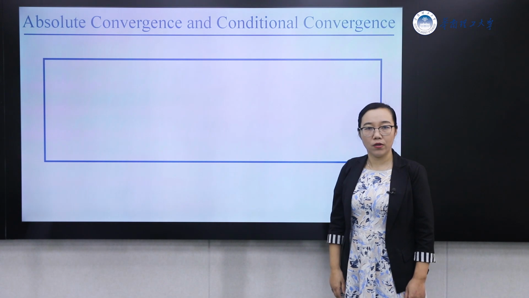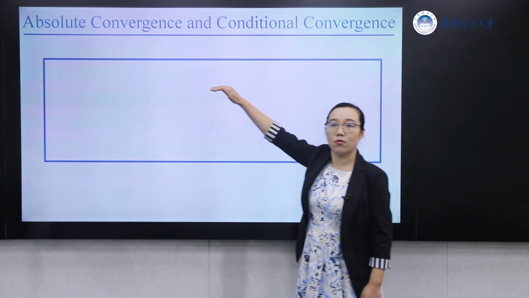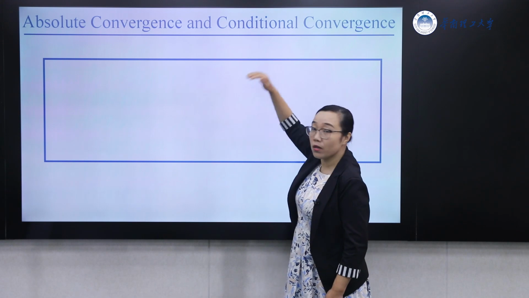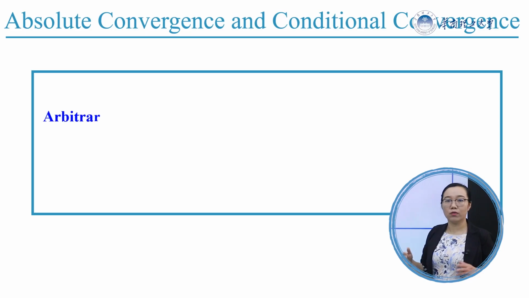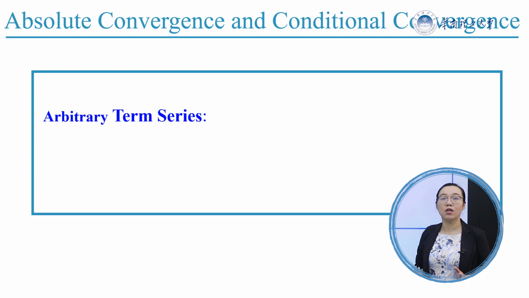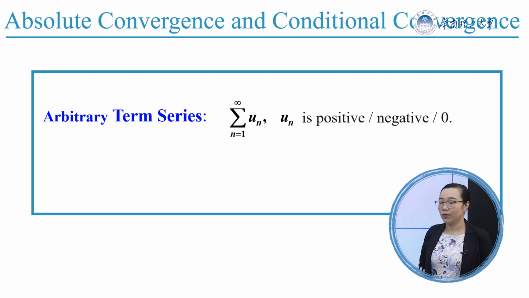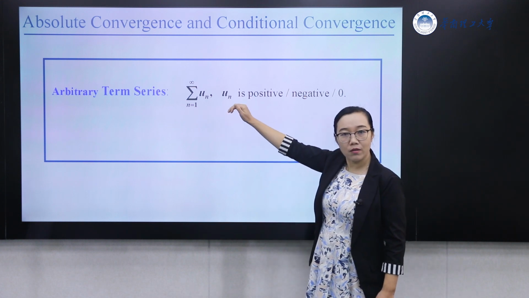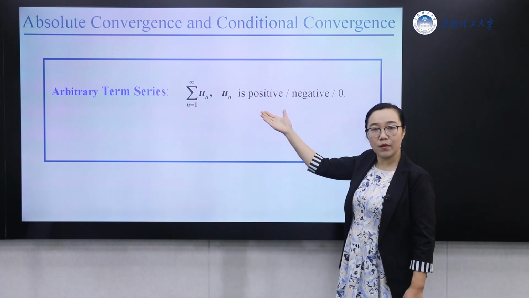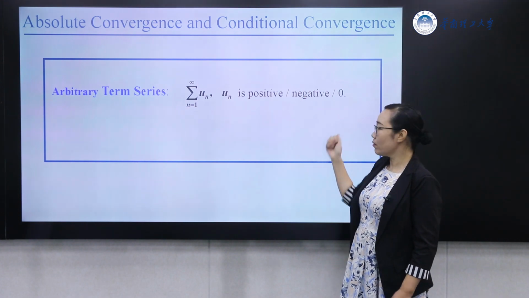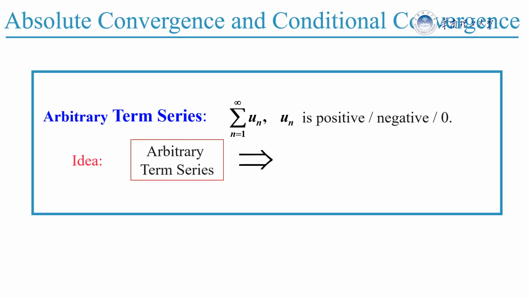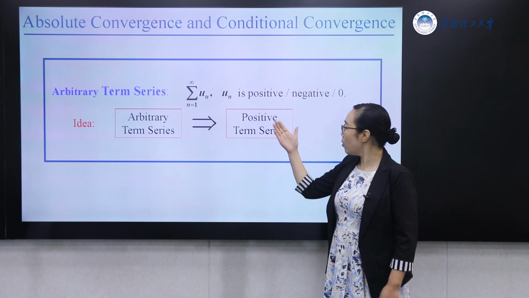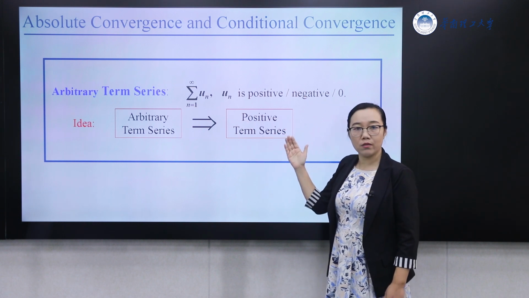Next, we will learn absolute convergence and conditional convergence. How to deal with arbitrary term series? For example, in the summation of Un, Un may be positive, negative, or 0. Our idea is that we can try to transform arbitrary term series into positive term series.